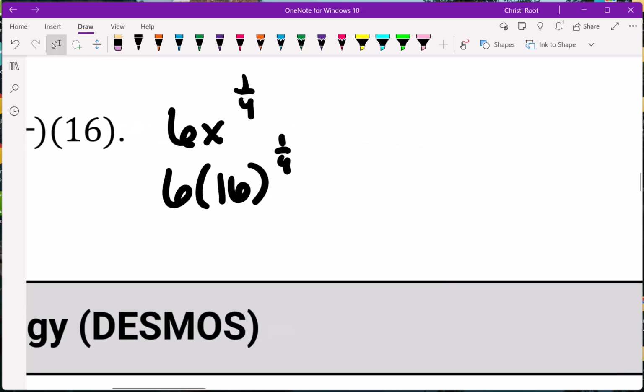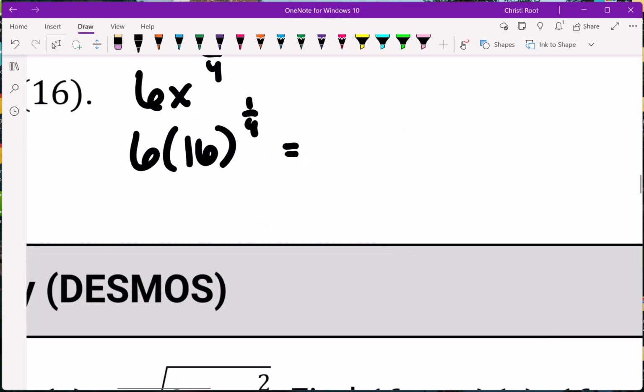Now remember, on your benchmark, your EOC, you've got this big section at the very beginning where you're not allowed to have any calculator of any type. So we're going to just do this part by hand. Remember I told you that 1 over 4, you can rewrite that as a radical. So I'm going to just leave the 6 by itself because it doesn't have a power of 1 over 4, but the 16 does. So that's going to be the 4th root of 16. That's a pretty common 4th root.